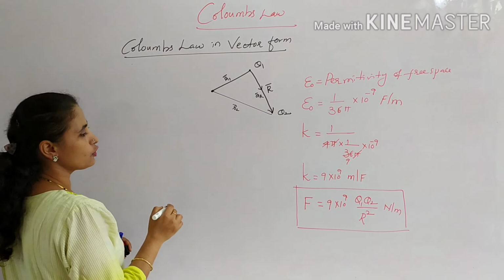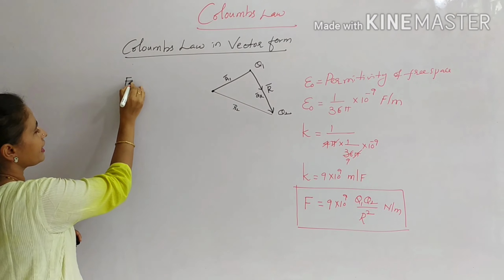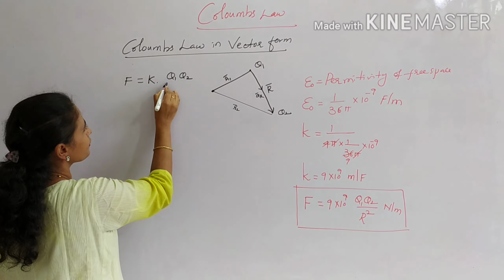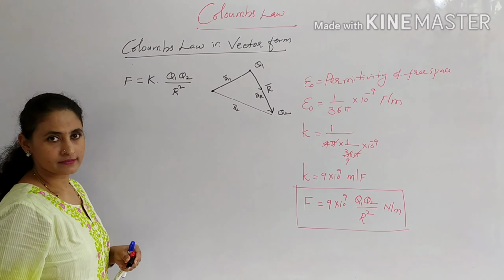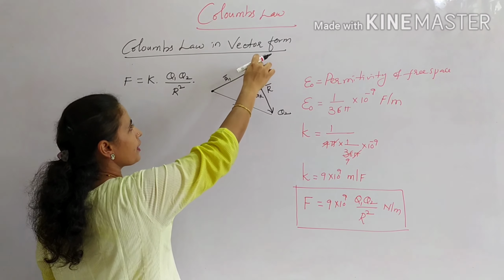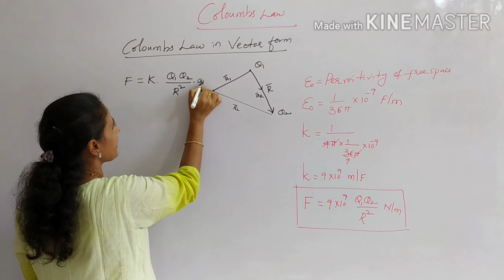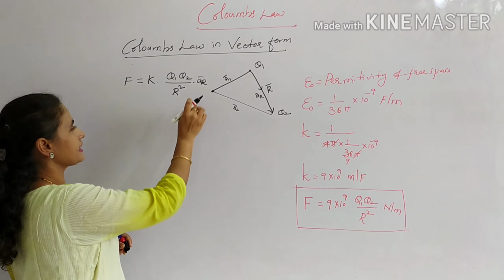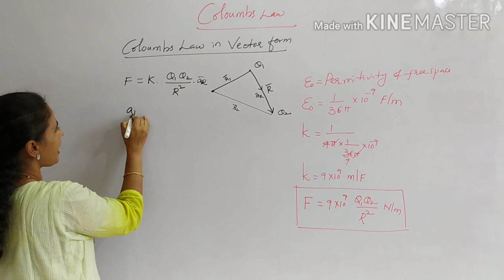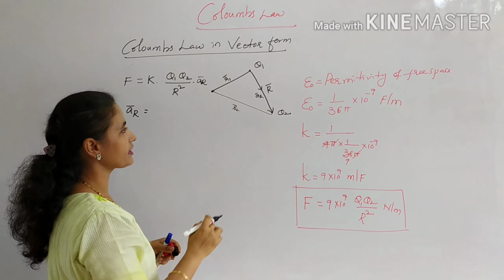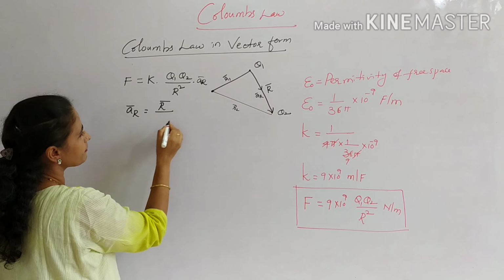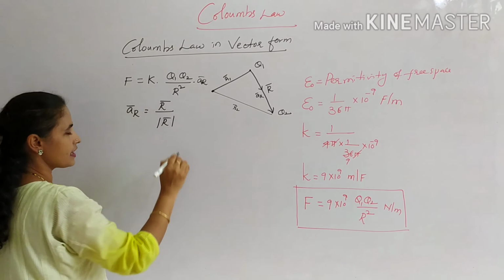Now, according to Coulomb's law, the force between the two charges is given by K into Q1 Q2 by r square. In vector form, it is multiplied by the unit vector, since the force is directed from Q1 to Q2, which is given by ar. Now let us in detail obtain the value of ar and r square and substitute. What is ar, the unit vector? We know that the unit vector is nothing but the distance vector divided by the magnitude of the distance vector, r bar by the magnitude of r bar.